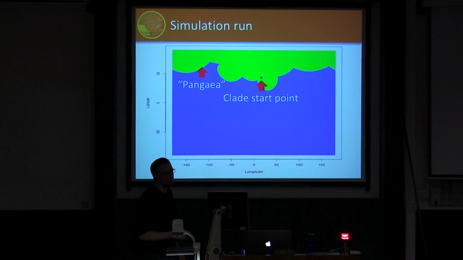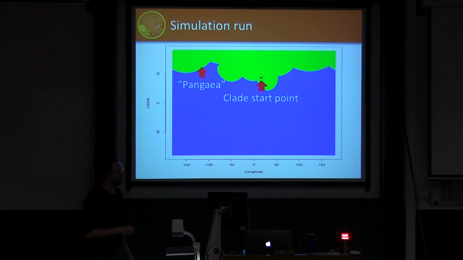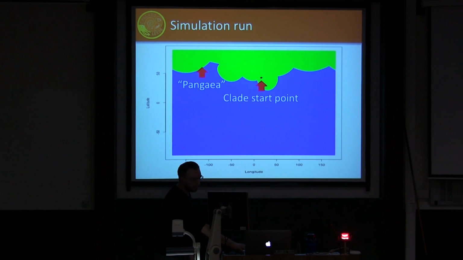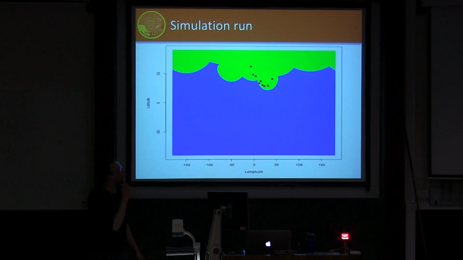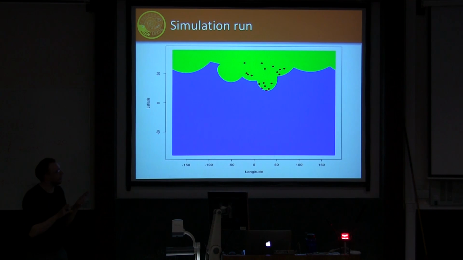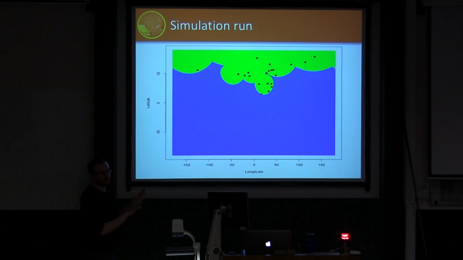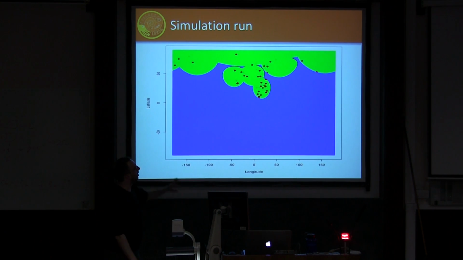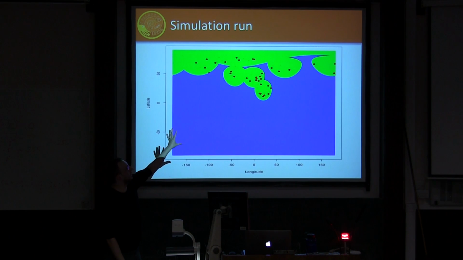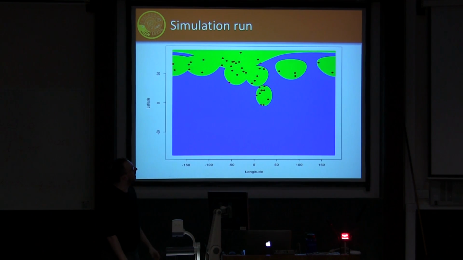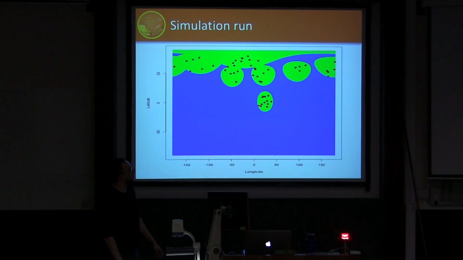And then that red dot is basically where our clade starts out as a single species. So then we can run the simulation. What we see is our clade is diversifying and dispersing, and it's all just with Brownian motion effectively. It's just randomly going where it wants. And we see Pangea is starting to break apart. And it looks basically like continents have measles.